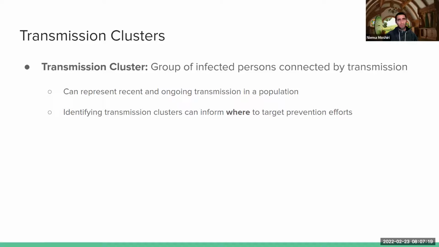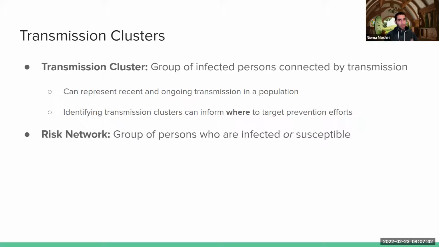So that's a transmission cluster. It's a group of infected persons who are connected by transmission. Either one person infected the other, or the same person infected both of them. Maybe it's a group of very recently infected individuals from the same source, but somehow they're grouped together in terms of their transmissions.